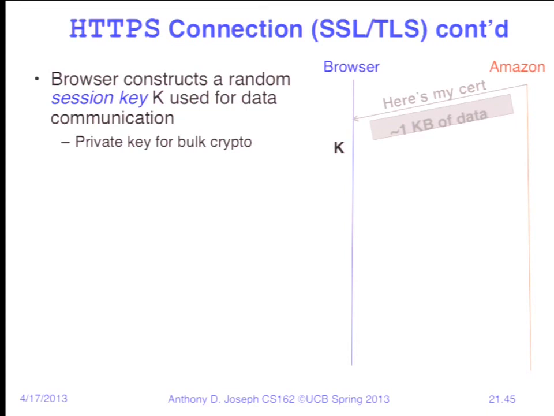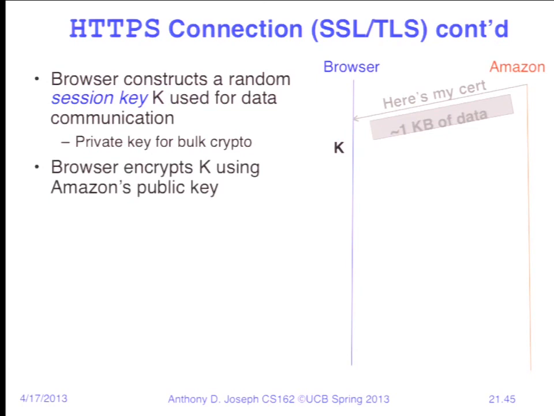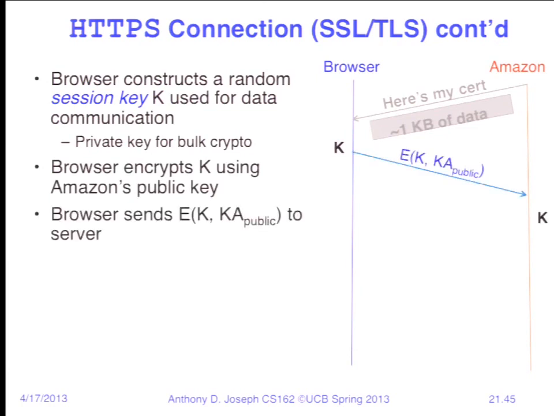We're now going to use the browser to construct a session key using a random number generator. So this is the key we're going to use for all of the rest of the communication. We use Amazon's public key to encrypt that session key. So Amazon can now decrypt it and communicate with us.